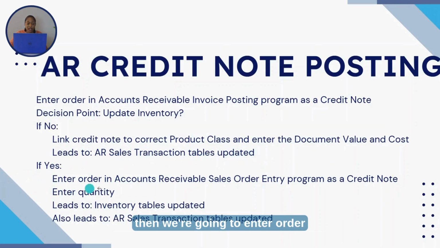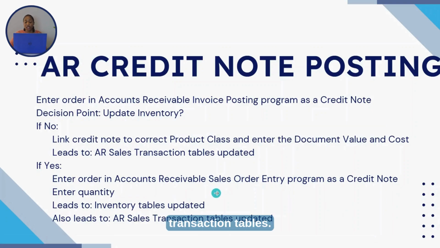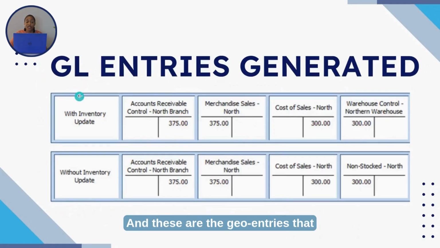If yes, then we're going to enter the order in the Accounts Receivable Sales Order Entry Program as a credit note, enter the quantity, which leads to inventory tables being updated, and that also updates the AR sales transaction tables. And these are the GL entries that would be generated from that process.